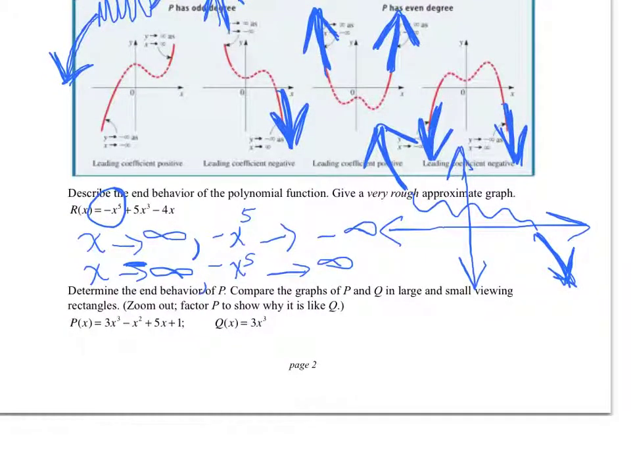You would compare the graph of p of x with the graph of q of x. And if you zoom out enough, you'll see that they both resemble the same graph. So 3x cubed will look like this. If you zoom out far enough, the other one will look very similar to it. It will almost coincide exactly with it. So you can experiment on your own.